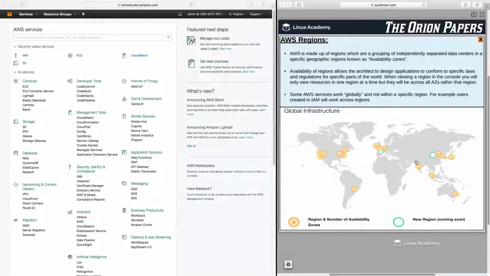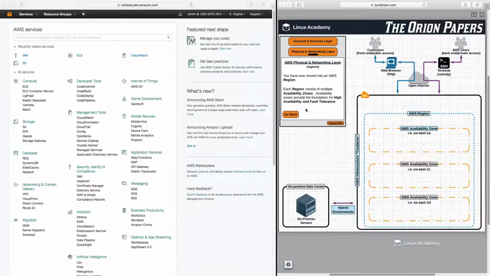And one of the great things is that you may have an organization that has certain rules, requirements, you have to follow certain government protocols, and therefore you can place data in the proper location around the world to meet any of those standards that you may have to. So another important thing to understand is that some AWS services do work globally and not within a specific region. An example of that will be IAM, which we're going to get to in the next section.